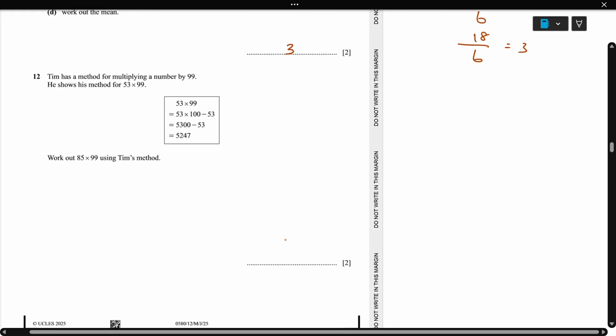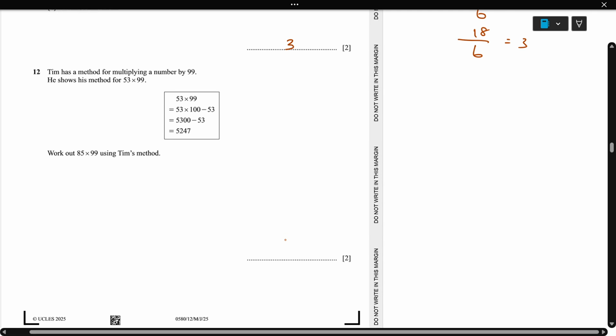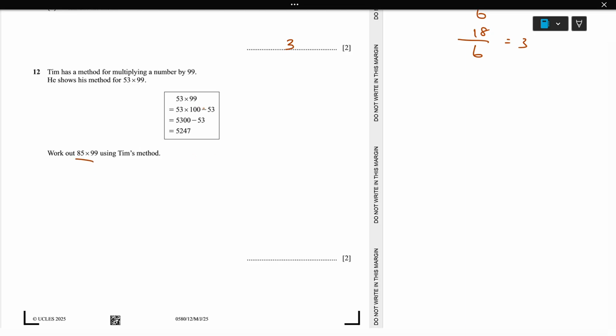Next question. Tim has a method for multiplying a number by 99. Okay, he shows his method as 53 times 99. The method is given, so with the same method we are finding the answer. 85 times 99. So we multiply 85 times 100, then take away 85, which is 8500 minus 85. Just take away here.